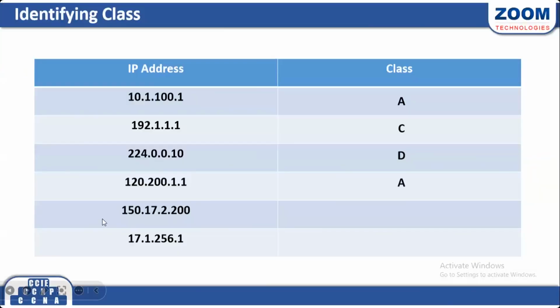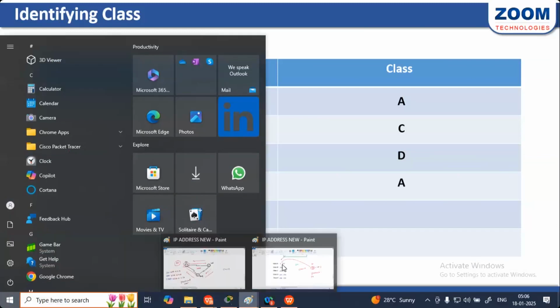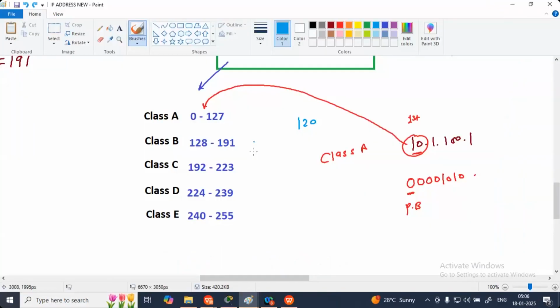Then the next one, 150.17.2.200. Which class of IP? Class B. Class B, because they are 150. So that's why 150 lies between this second range here. Correct. Class B.